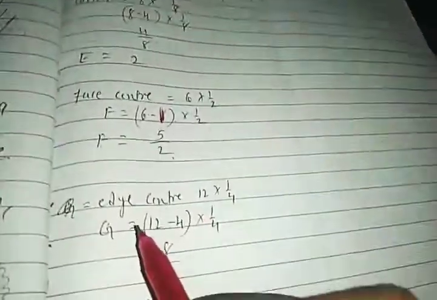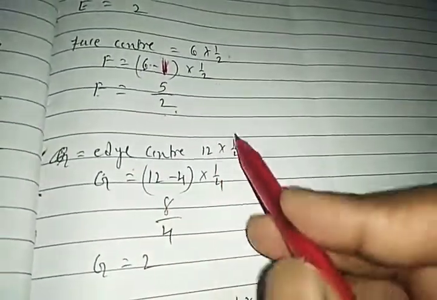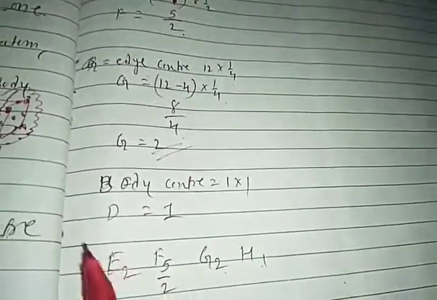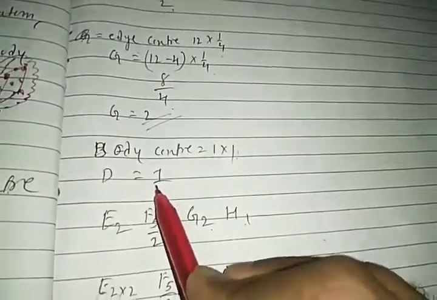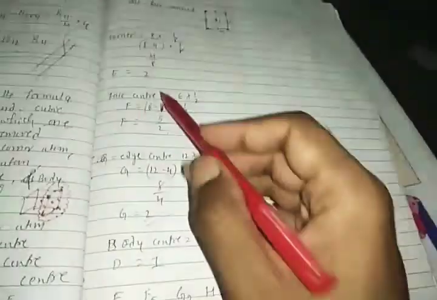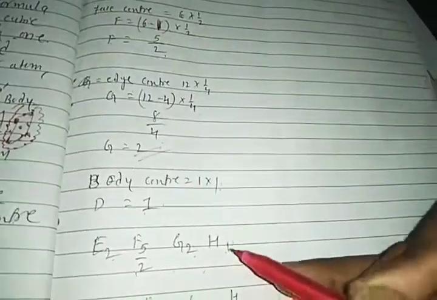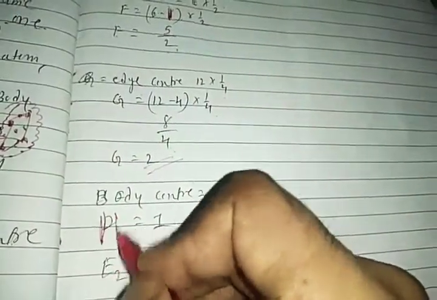Yes, friends. Edge center. How many edges are there here? 1, 2, 3, 4. 4 edges. So edge center 12, into 1 by 4, 4 out of 12 are removed. 8 by 4. G is equal to 2. Body center 1 into 1, 1 atom, contribution 1. So E is 2, F is 5 by 2, G is 2 and H is 1. Sorry, students, this is H.